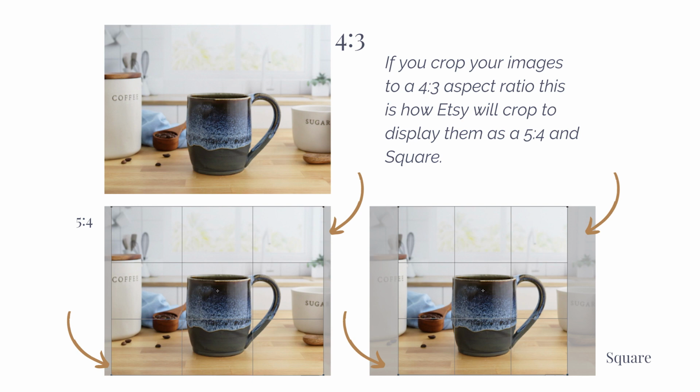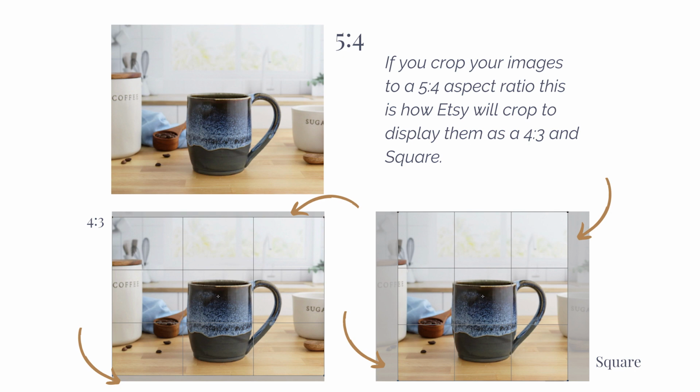However, when Etsy goes to crop the 4:3 to a square for your shop homepage on mobile, you are losing a significant portion of the left and right of your image. With this specific scenario, the goal is to keep your product within that square crop so it doesn't get cut out. Next, let's talk about how Etsy will display your photos if you upload them as a 5:4.